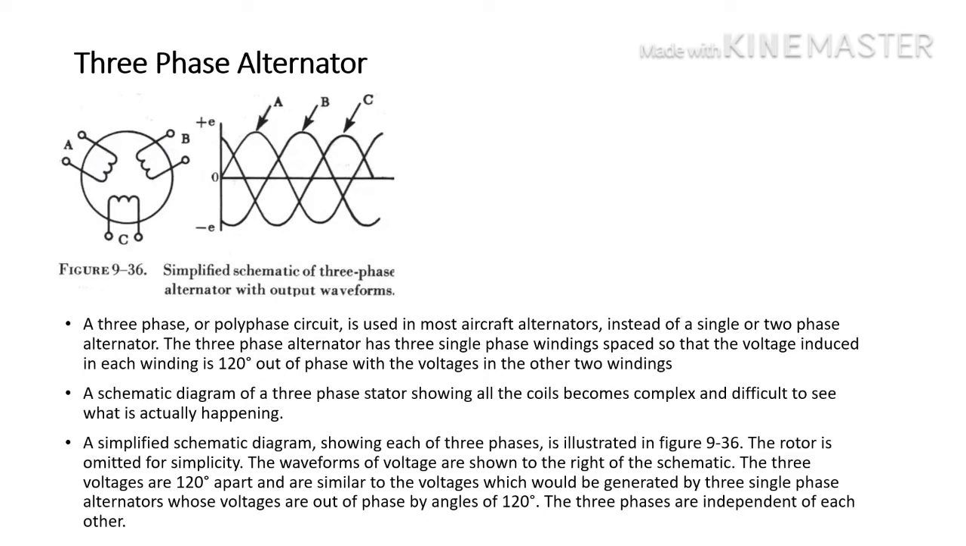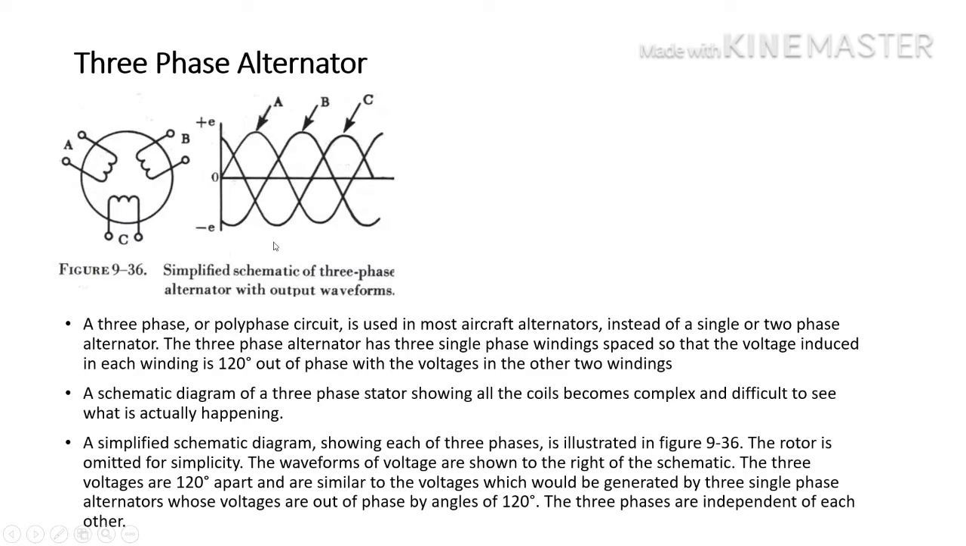Three-phase alternator. The three-phase or polyphase circuit is used in most aircraft alternators. Instead of a single or two-phase alternator, the three-phase alternator has three single-phase windings spaced so that the voltage induced in each winding is 120 degrees out of phase with the voltage in the other two windings.